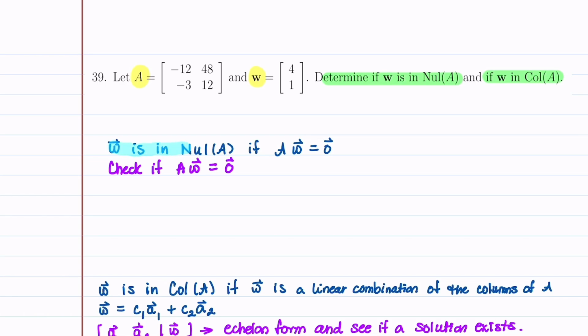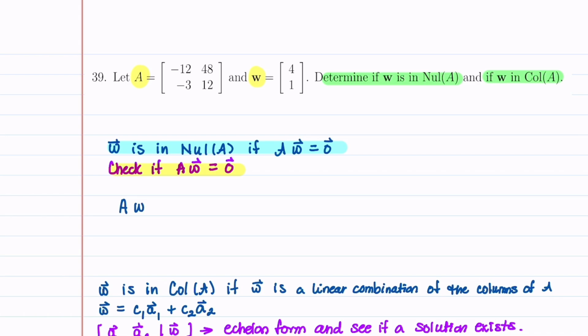W is in the null space of A if matrix A times vector W is equal to the zero vector. So what we're going to have to do is just check if A times W is equal to 0. So let's go ahead and do that.